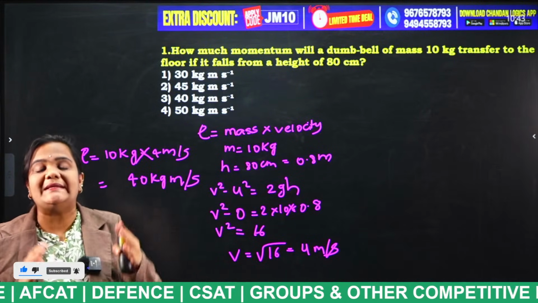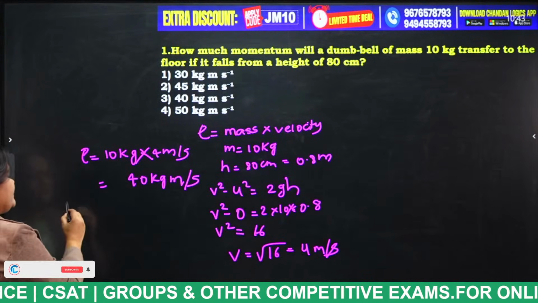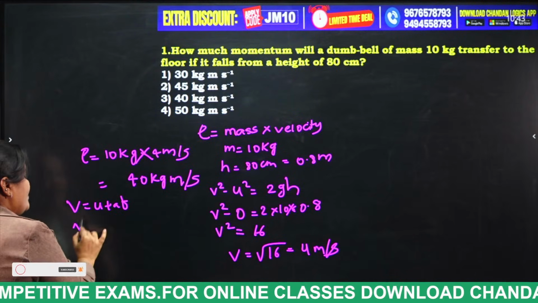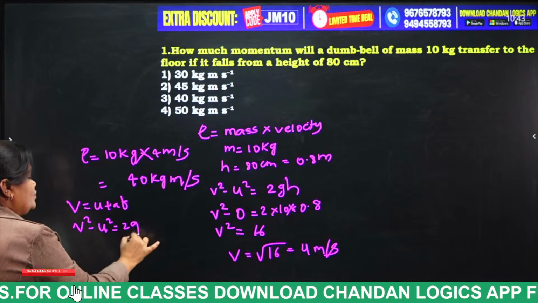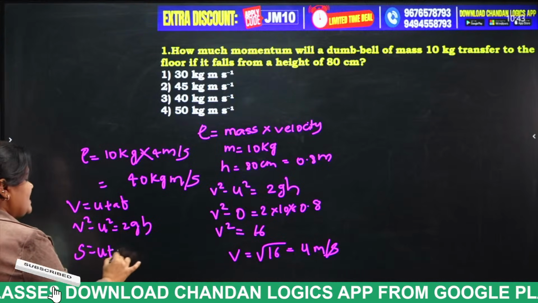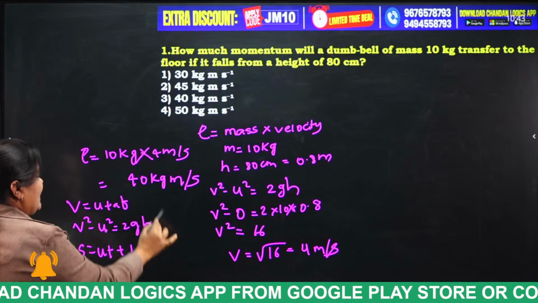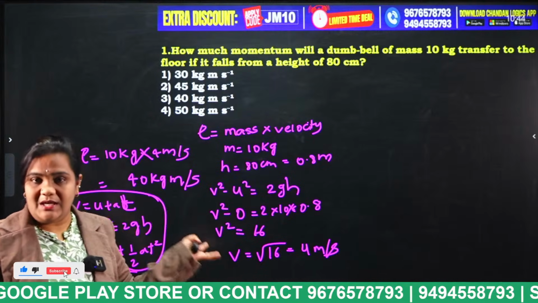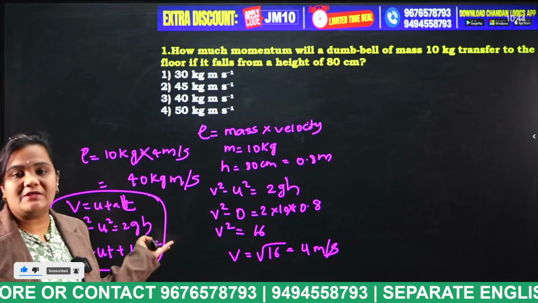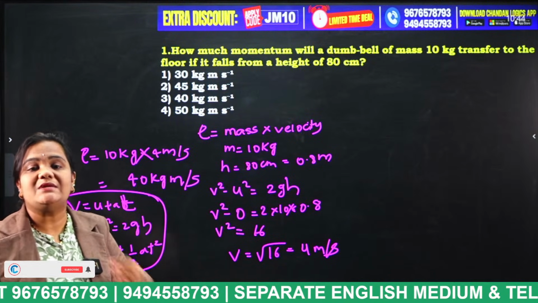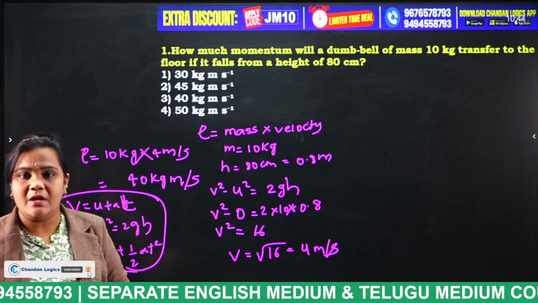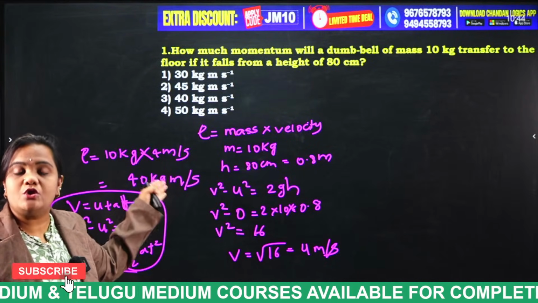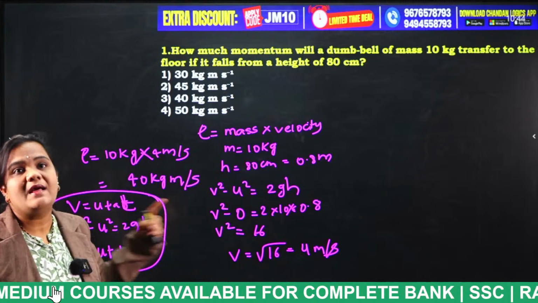First of all, we have to find the final velocity value. We all know the 3 equations of motion. What are the 3 equations of motion, students? v is equal to u plus at. v square minus u square is equal to 2gh. s is equal to ut plus half at square. So these are the 3 equations of motion. We have to apply any of the formulas to the given values so that we will get the final velocity. And what is the formula for momentum, students? Mass into velocity. If we substitute the mass and velocity in the formula, you will get the answer.